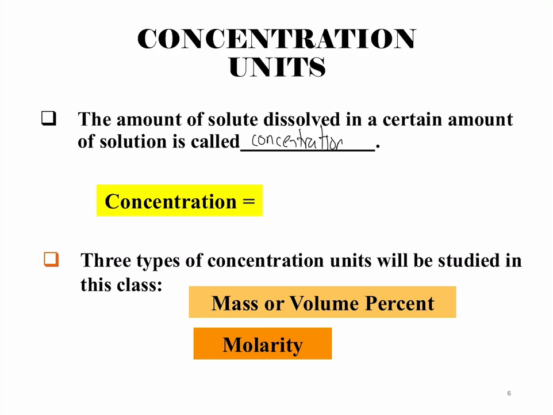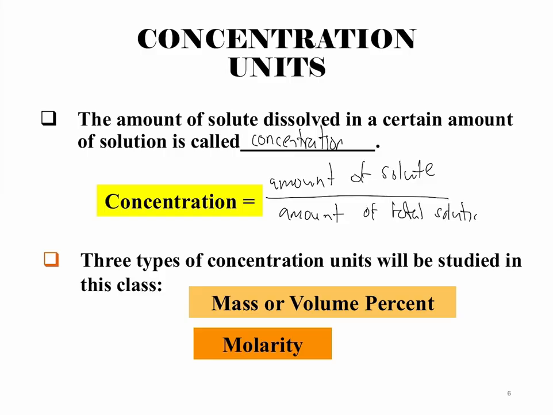And usually it's defined as the amount of solute divided by the amount of total solution. And it's important I say total here because that's kind of easy to get mixed up in concentrations. Because it's not just the solvent that we care about when you mix things together. It's the total solution when you mix things together.